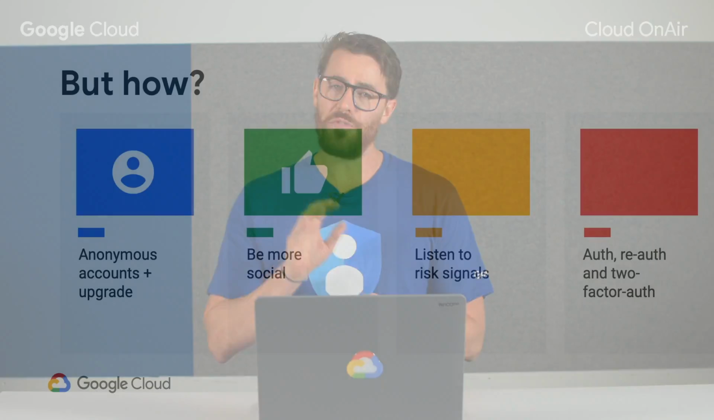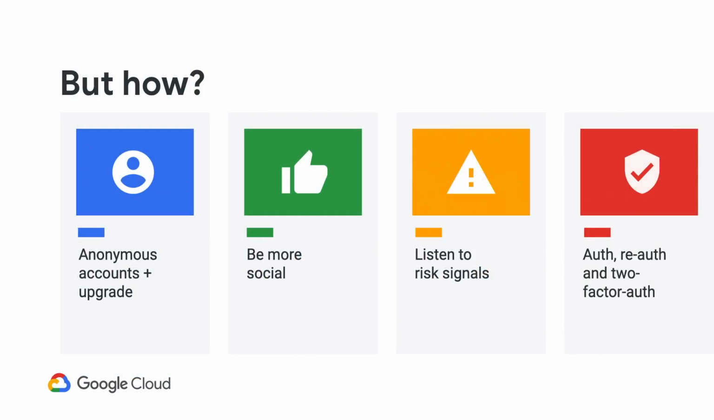There's a few things here that we recommend, and I'll dive into these in a little bit of detail. First, anonymous accounts and upgrade. The second, being more social, supporting providers out there on the web. Importantly, listening to risk signals. If something doesn't look right, if something doesn't smell right, maybe you should pay attention to it and start to respond to that to ensure that your accounts aren't going to be compromised or breached or worse. And finally, re-authentication and two-factor authentication. Really, really important.